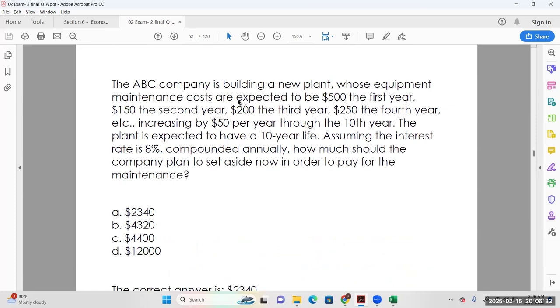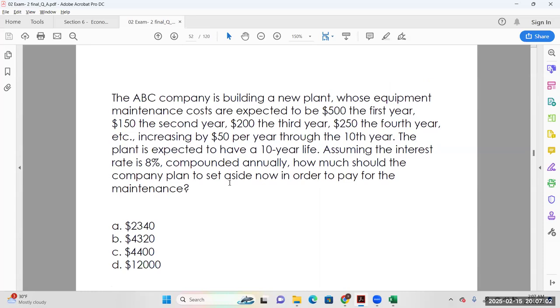The ABC company is building a new plant whose equipment maintenance costs are expected to be $500 in the first year and $150 the second year, and 200 the third year, 250 in the fourth year, increasing 50 per year throughout the 10th year. The plant is expected to have 10 years left, assuming interest rate 8% compounded annually. How much should the company plan to set aside now in order to pay for the maintenance? So we need to find the present value.